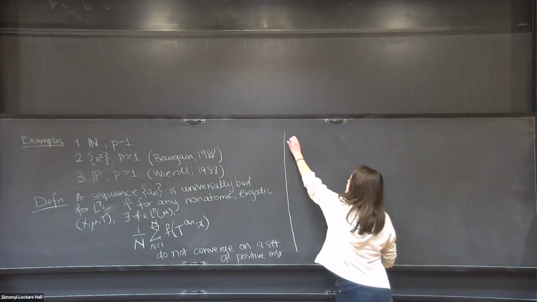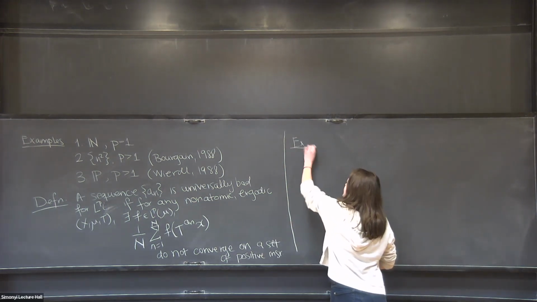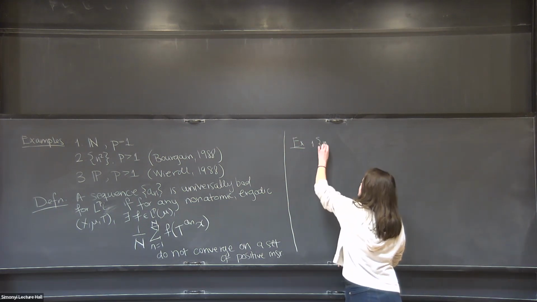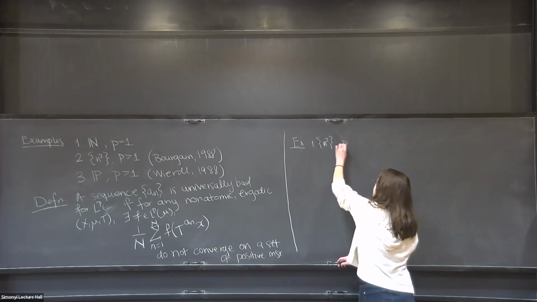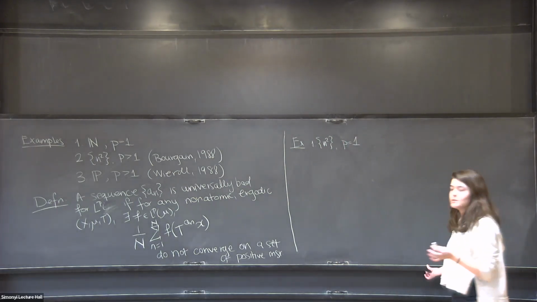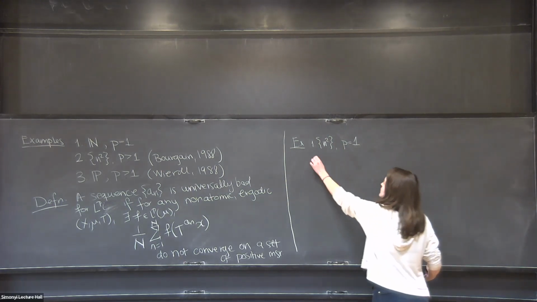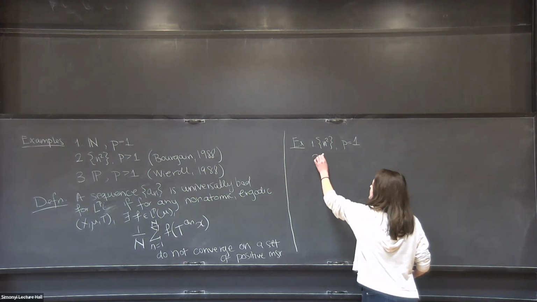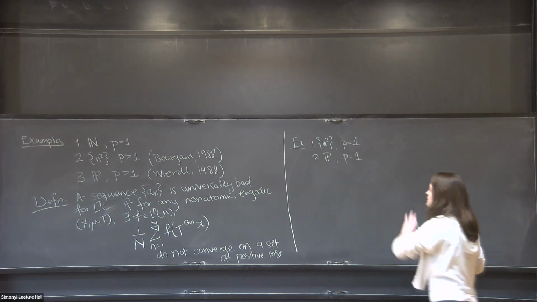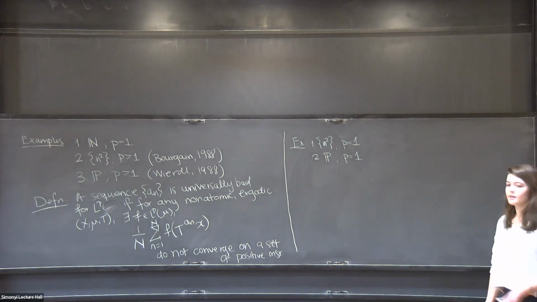And so a couple quick examples, as I mentioned. It is known that in the case of the squares, they're universally bad for p equal to 1. That's by Buczolich and Mauldin in, I think, 2010. And then the primes also for p equal to 1, with LaVictoire in 2011.